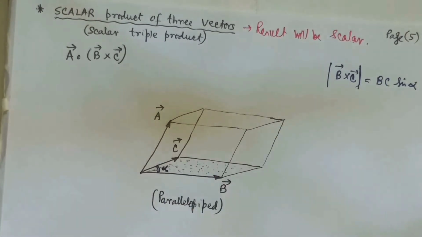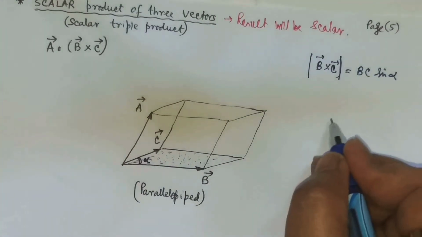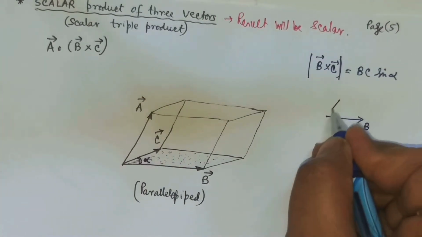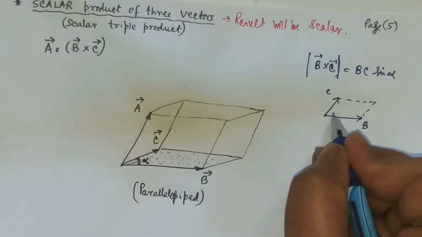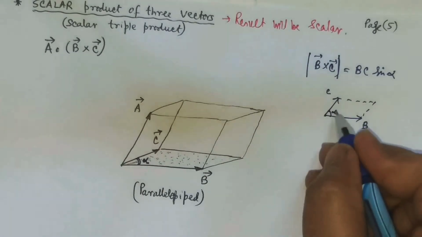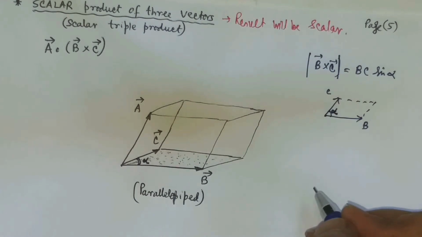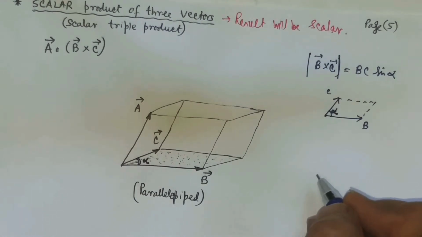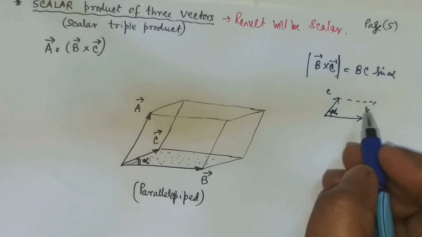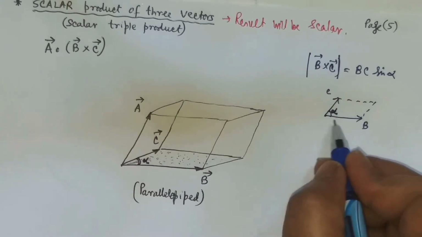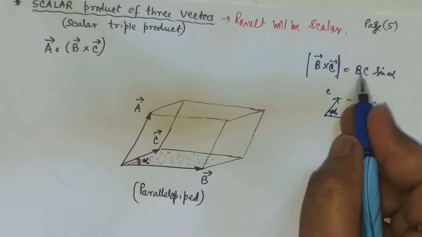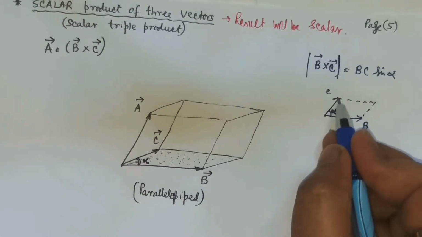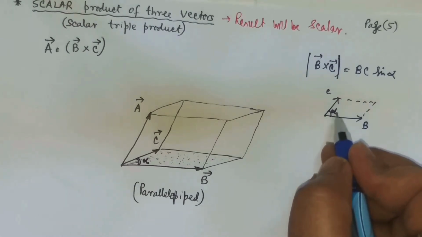Now if you see the top view, just as a rough idea, this is B, this is C, and you have drawn a parallelogram containing B and C. This is alpha or theta, anything you want to write you can take. Now magnitude of B cross C, just observe, BC sine alpha. B is the base of this parallelogram, if you consider this as base, and C sine alpha is the height of this parallelogram. Very easily you can understand.